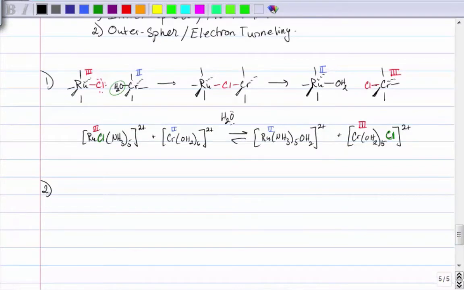Outer sphere reactions happen through electron tunneling. So I could draw the same reaction up here, except I would never have the metals bound through a bridging ligand. So if I had something like M2 plus and something with a 3 plus metal ion, basically all these guys have to do is come close to each other. I'm going to call this L and L. These ligands just have to come close to each other so that their orbitals overlap.